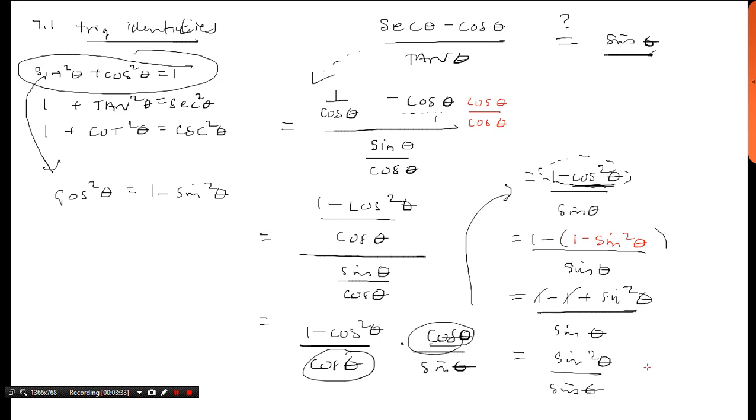Well, sine squared theta over sine of theta. Wasn't sine squared theta just two sines multiplied together? One of those sines factors out, and it gives me a pure sine, which is what we're trying to show. Bingo, we are done. Okay, so literally that's really all it is.